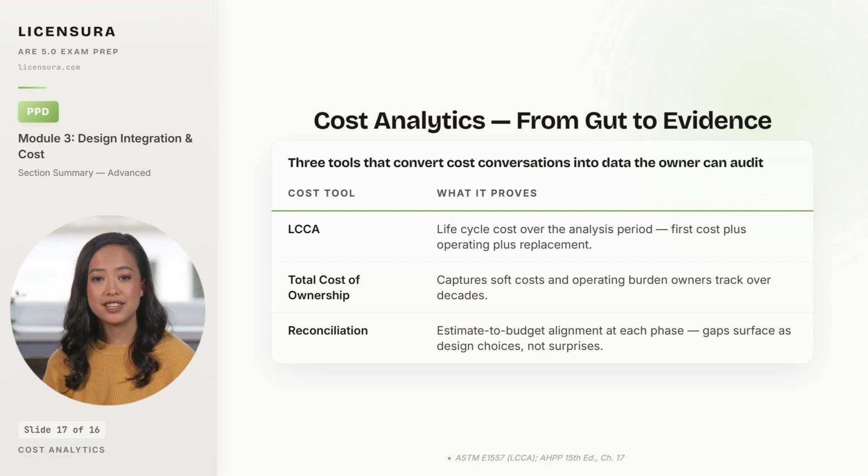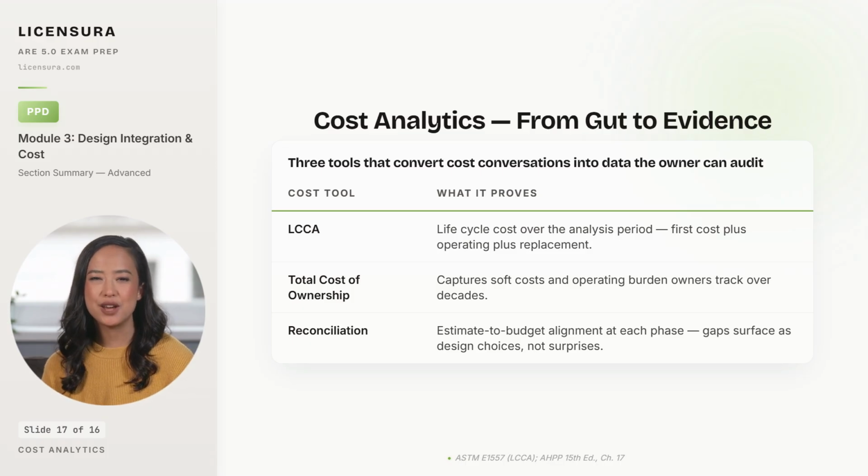Lifecycle cost analysis under ASTM E917 frames the question across the analysis period rather than just at the construction handover. First cost, operating cost, maintenance, replacement, and any salvage value all roll into a present value comparison that lets the architect recommend a higher first cost system because the life cycle math favors it.